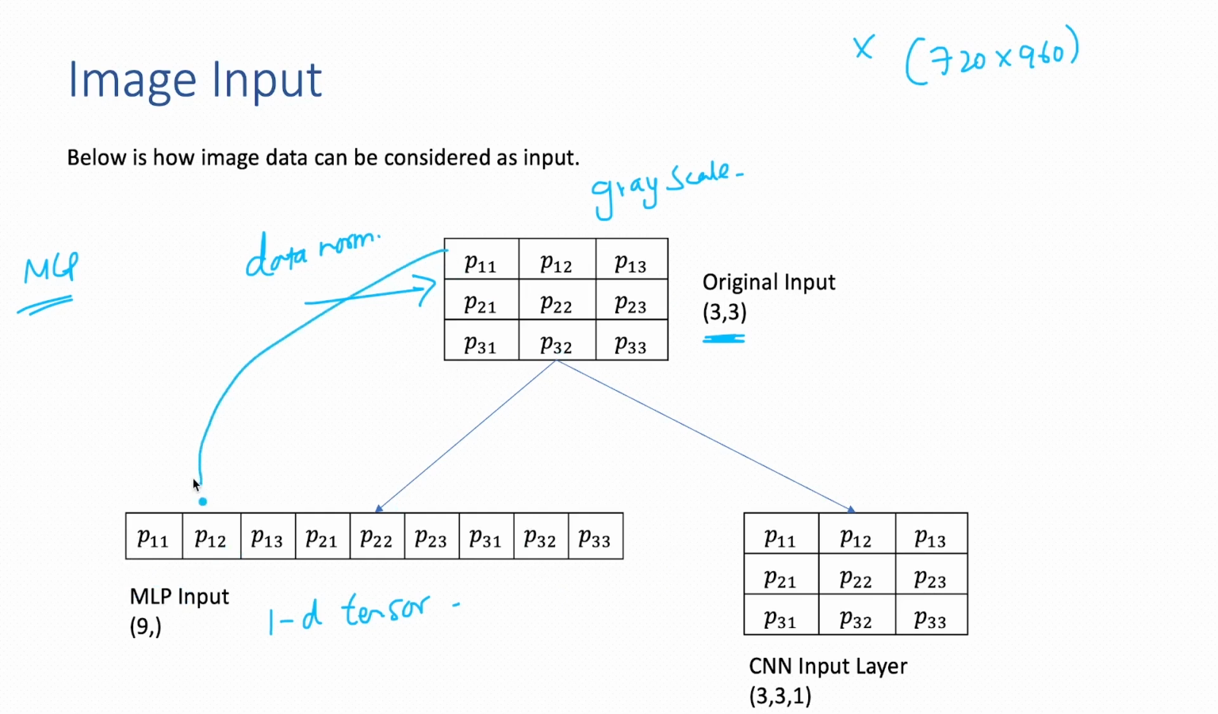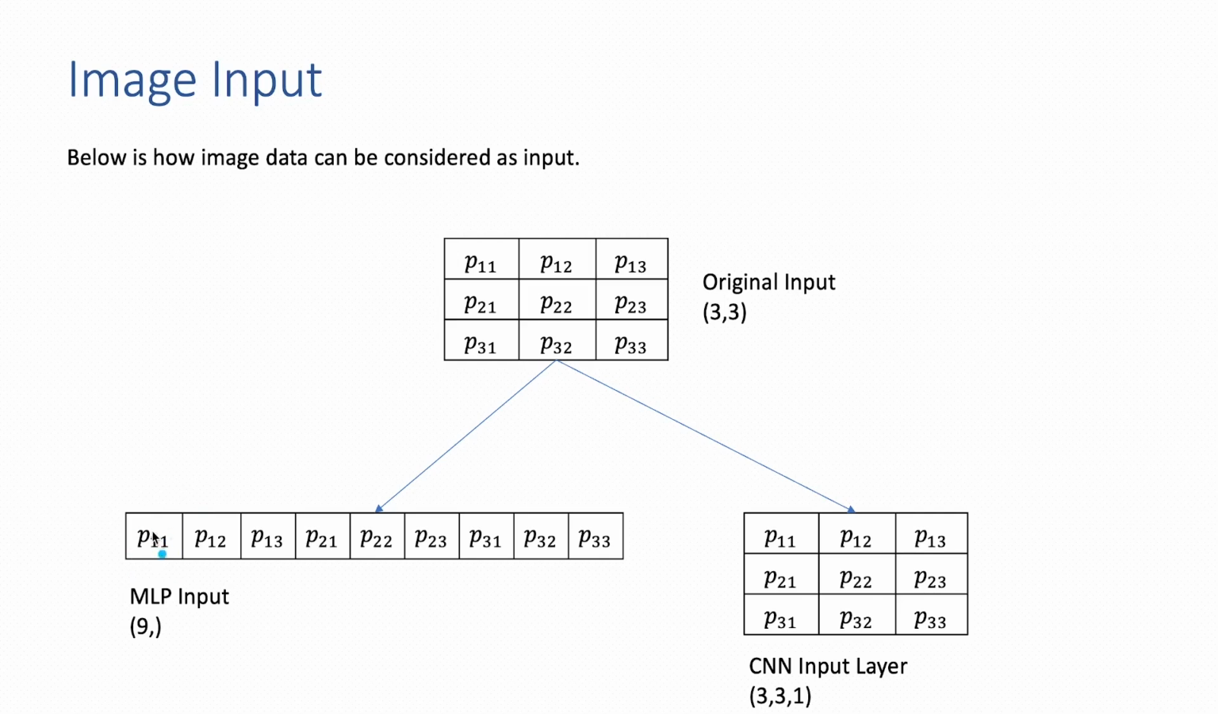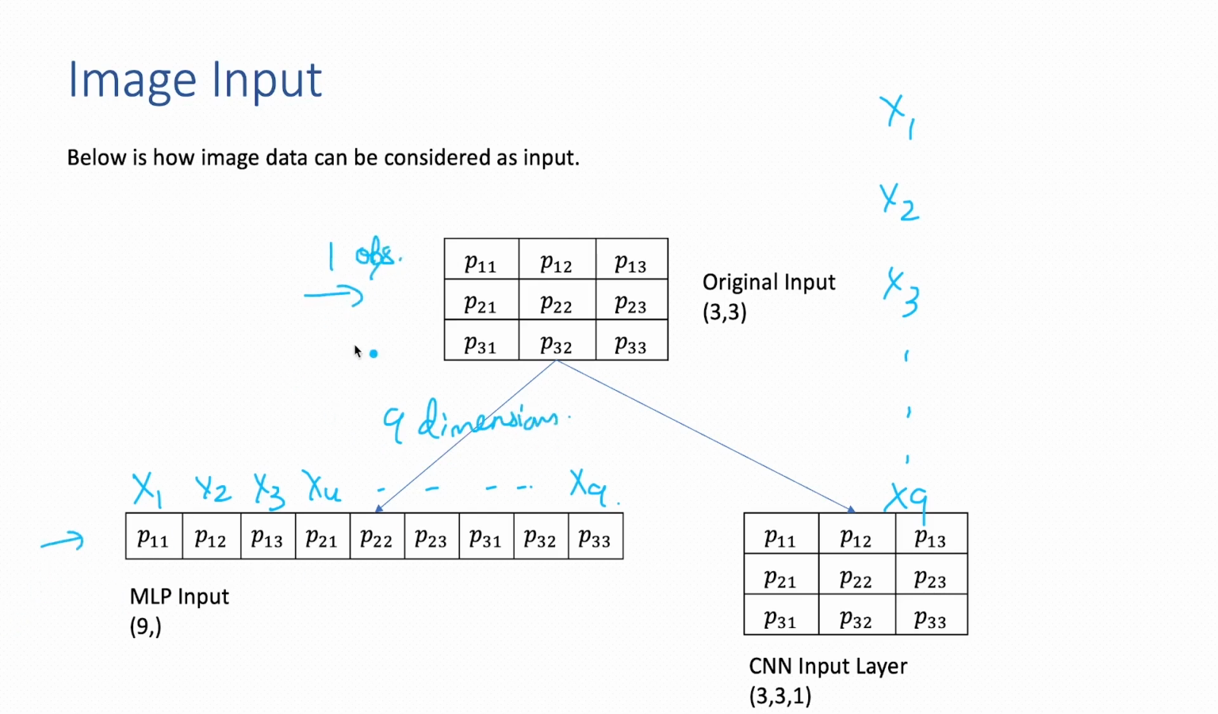The first row is nothing but the first 3 elements within your one-dimensional tensor. The second row is nothing but the subsequent 3 elements, and so on. This we are clearly aware of. Now every single pixel is associated with a given input in the input layer of your MLP model. Every pixel is an input within your input layer, represented as x1, x2, x3 and so on till x9. There are in total 9 dimensions for this one observation, this one image. For every image, you have 9 dimensions associated with it.